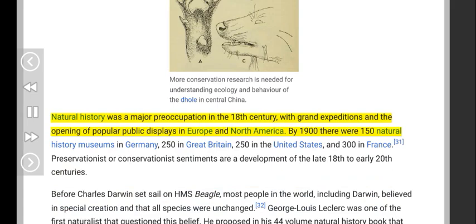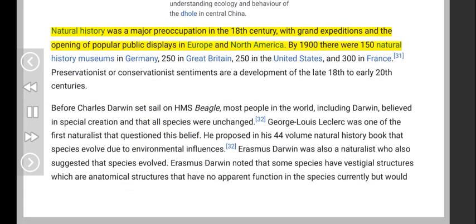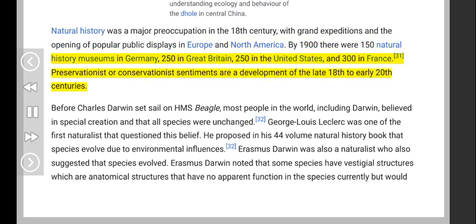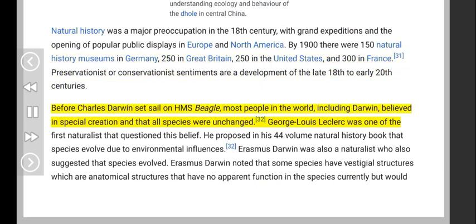Natural history was a major preoccupation in the 18th century, with grand expeditions and the opening of popular public displays in Europe and North America. By 1900 there were 150 natural history museums in Germany, 250 in Great Britain, 250 in the United States, and 300 in France. Preservationist or conservationist sentiments are a development of the late 18th to early 20th centuries.